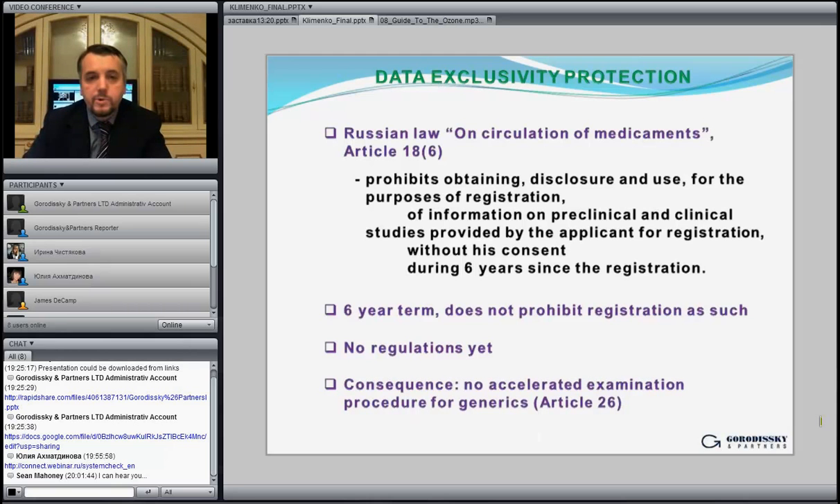However, the important consequence is that there will no longer be accelerated registration for generics. It used to be like that: all we had to do was to cite the experimental data for the original medicament. Now it's no longer like this, and in real life you can register generics only after 6 years since the registration of the original medicament.